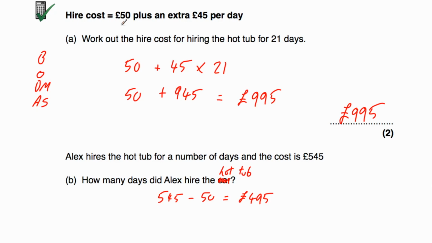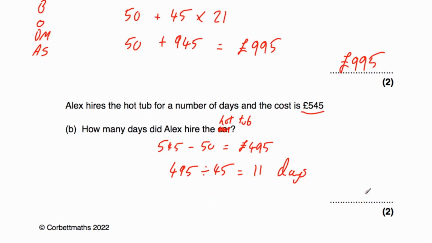So remember, the hire cost is £50 plus £45 per day. We've taken off the £50, we're left with £495. So if we divide this by 45, we can then see how many days Alex hired the hot tub for. So 495 divided by 45 is equal to 11. So that means that Alex hired the hot tub for 11 days. And we can check our answer. If we do 11 times 45, that's equal to 495. And if we add on 50, the hire cost would be £545. So the answer is 11 days.